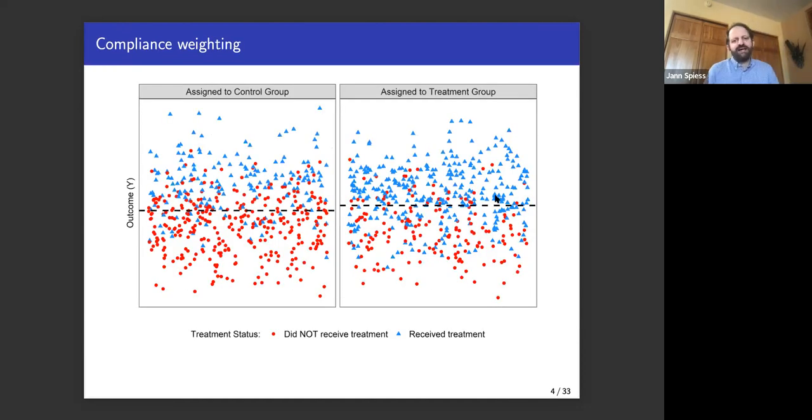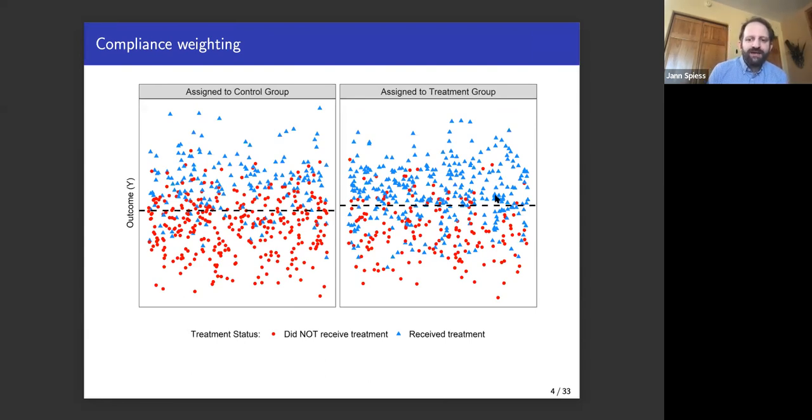So for that, let me now move over to a small simulation example, where on the left, you see the people assigned to the control group. So those are the ones where the instrument value is 0. On the right, those assigned to the treatment group. So those are the ones who are encouraged to take up treatment where the instrument value is 1. And so what we see here is that there are red dots who actually end up not taking up treatment and blue triangles that end up taking up the treatment.